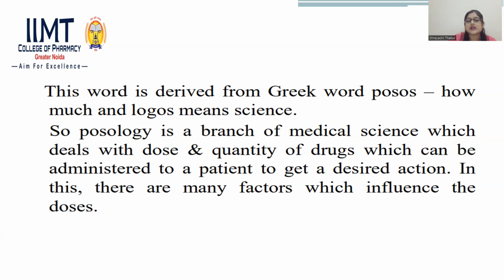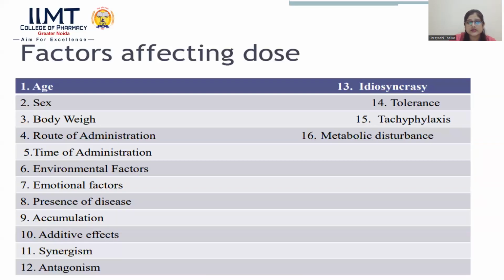In this, there are many factors which influence the doses. So, next is factors affecting dose. There are various types of factors which can affect the dose. In this slide, 16 factors are given. First one is age, then sex, body weight, route of administration, time of administration, environmental factors, emotional factors, presence of disease, accumulation, additive effects, synergism, antagonism, idiosyncrasy, tolerance, tachyphylaxis, and metabolic disturbance.